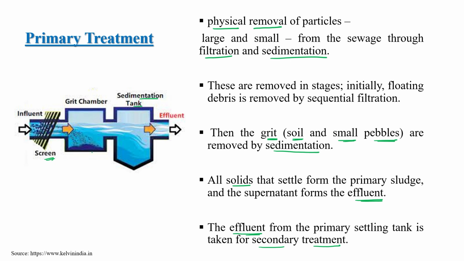In the sedimentation tank, all the solid particles, soil and other things settle down. After settling down, the material is transferred from the grit chamber to the sedimentation tank, and the upper part acts as the effluent. Now this effluent moves from the primary treatment towards the secondary treatment chambers.